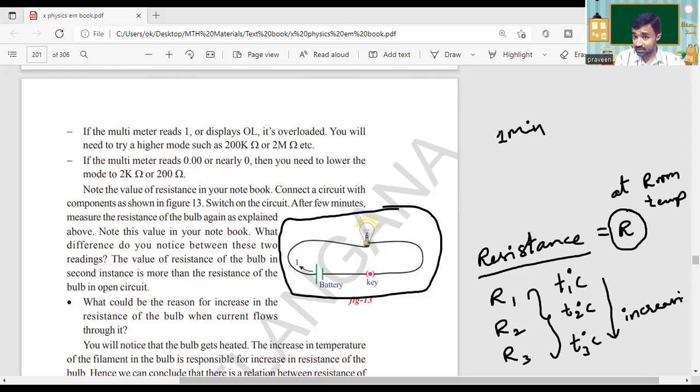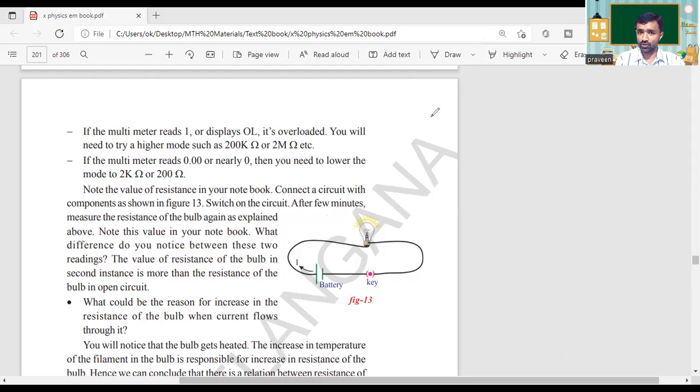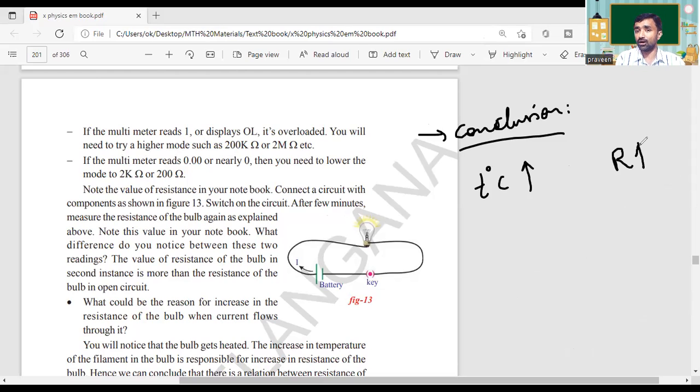So once the temperature increases, what happens to the resistance? Is it increasing in the same order, or is it decreasing with the increase in temperature? That you need to compare first. Observe your readings, right? So here, finally, you are going to make a conclusion. What conclusion are you making here? The conclusion is simply, if the temperature rises, what happens? Resistance of the material also increases.